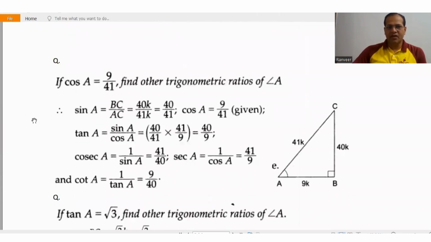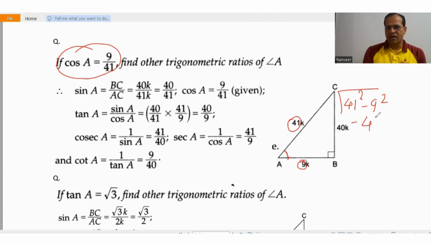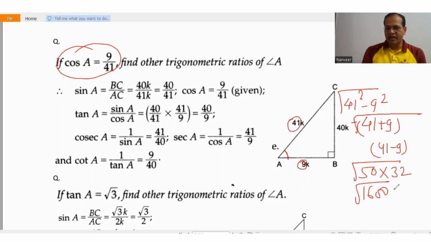Similarly, cos A is equal to 9 by 41. So this is the 9 and this is 41. So 41 square minus 9 square is the value that we will get. We can find this in this way: 41 plus 9 and 41 minus 9. This is nothing but 50 and this is nothing but 32. This is 1600, that's why this is 40.